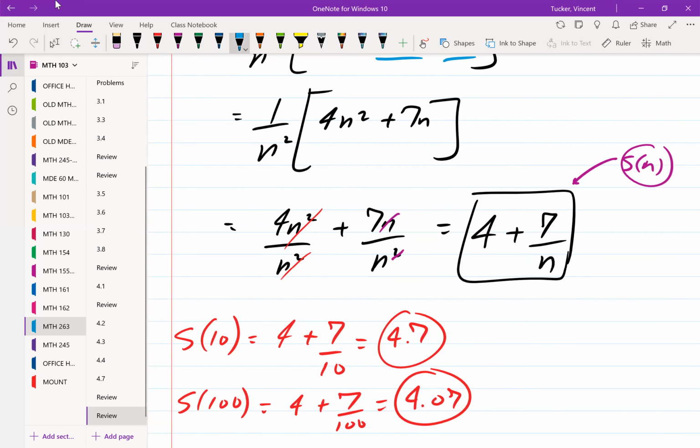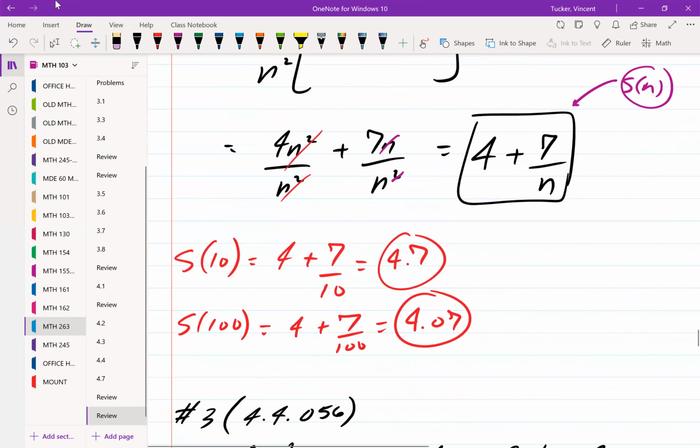And so from there, you would just plug in the values they asked you to plug in. Like the first one's 10. So you plug in 10, that'll give you 4.7. Plug in 100, that'll give you 4.07, and so on. All right. So that's that one.